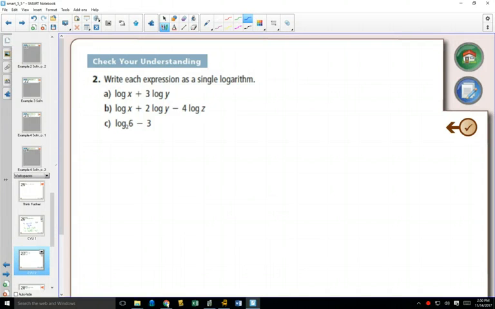This one again says write each expression as a single logarithm. So this is another way of saying simplify. You want to write everything as a single logarithm, but in these ones we have a couple of different laws at the same time. So can you see in part A that we have adding, and we also have a number out in front. So the question we have to figure out is, well, what do we do first?